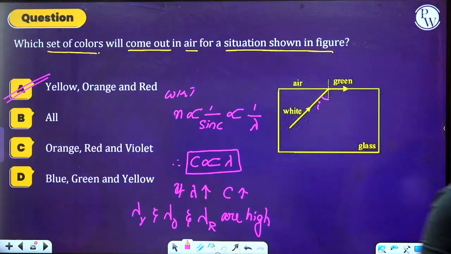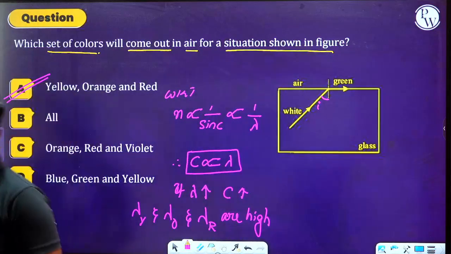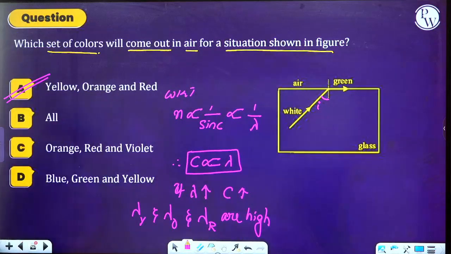If the wavelength is more, the critical angle will also be more. Based on that, these three colors will emerge out of this glass slab. Now move on to the next question.